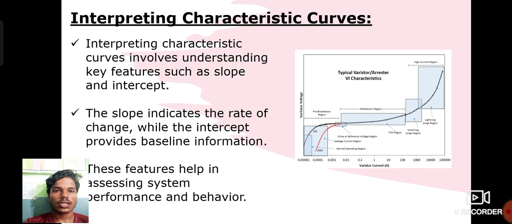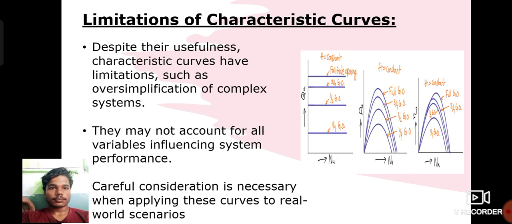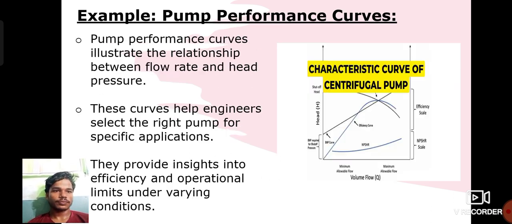Interpreting characteristic curves. Interpreting characteristic curves involves understanding key features such as slope and intercept. The slope indicates the rate of change, while the intercept provides baseline information. These features help in assessing the system and its behavior. Limitations of characteristic curves. Despite their usefulness, characteristic curves have limitations, such as oversimplification of complex systems. They may not account for all variables influencing system performance. Careful consideration is necessary when applying these curves to real-world scenarios.